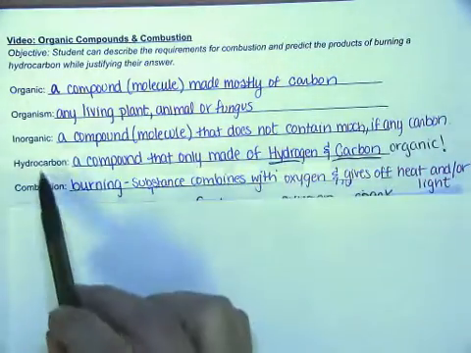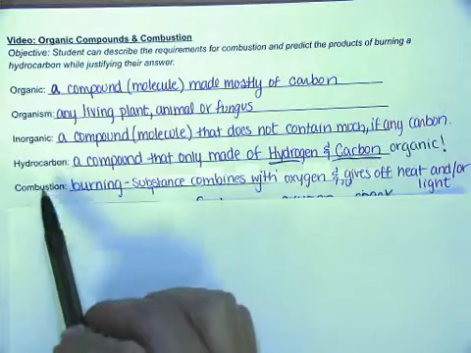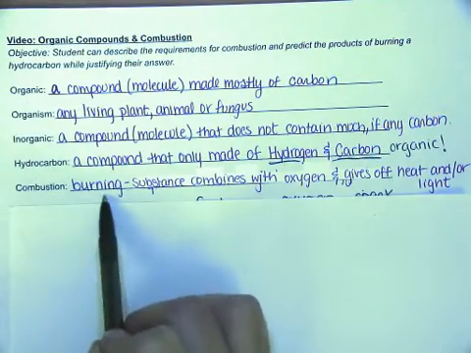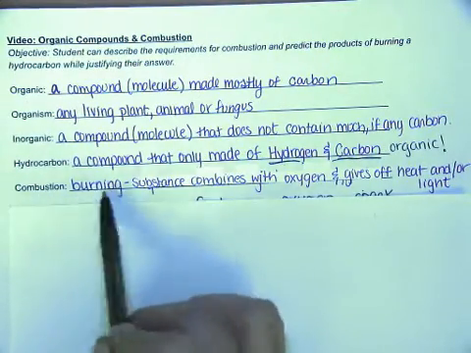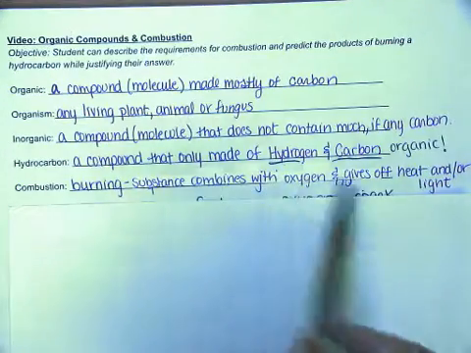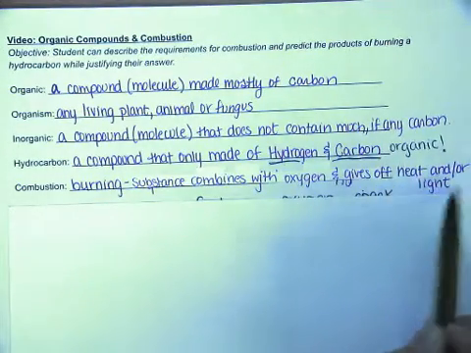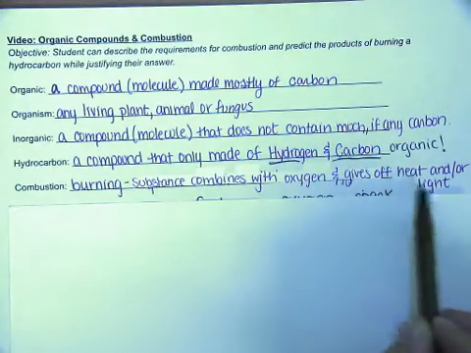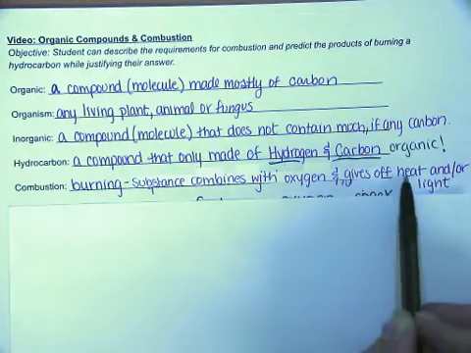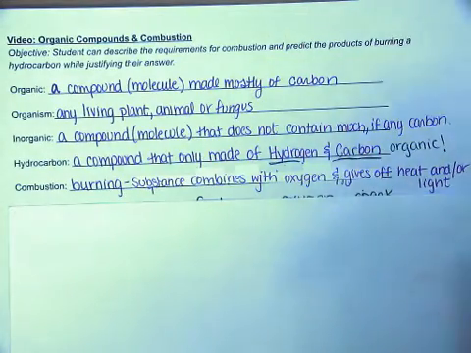When we burn a hydrocarbon, that is combustion. Combustion is just a chemist's way of saying burning. Combustion is when a substance combines with oxygen and gives off heat and or light. Sometimes you have both heat and light, sometimes just light, and sometimes just heat.